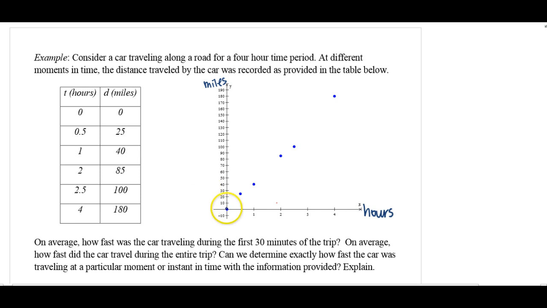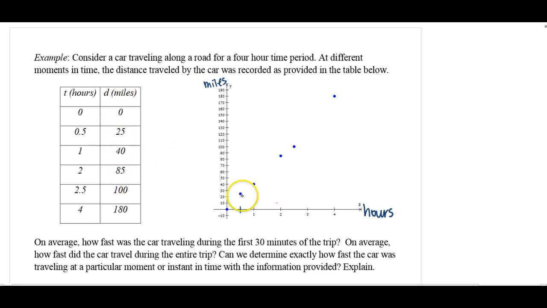So at time 0, I've traveled 0 miles, so I'm right here at the origin. But after a half an hour has passed, after 0.5 hours, so right here at 0.5, I have traveled a total of 25 miles. So that corresponds to this coordinate point here. And then after 1 hour, I've traveled 40 miles, and so on and so forth. So each of these blue points here correspond to the different coordinate points from the table of data.